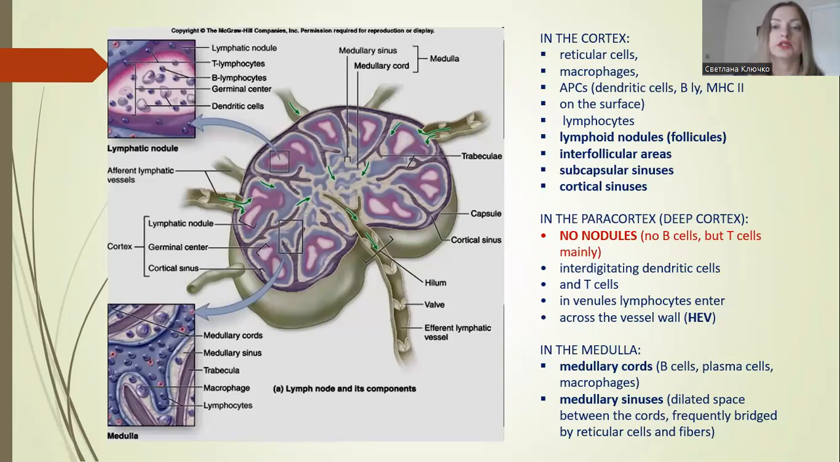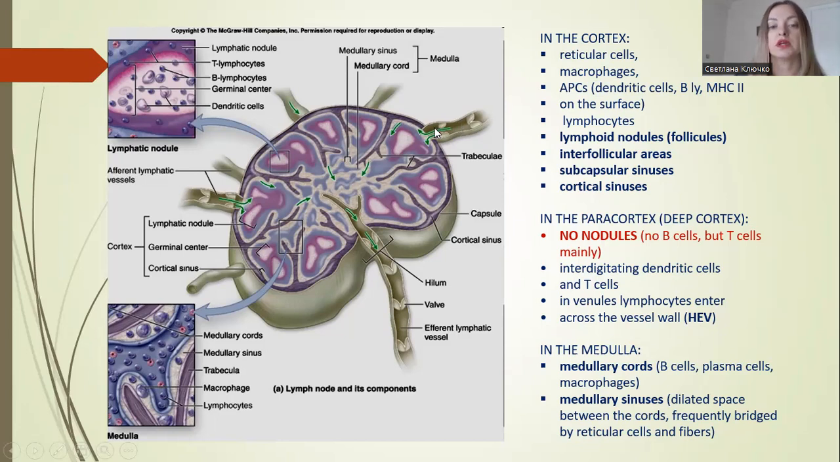In the cortex are located reticular cells, macrophages, antigen presentation cells, dendritic cells, B lymphocytes. They have major histocompatibility complex second type on their surface. Lymphocytes, of course, and cortex is arranged by lymphoid nodules, and between them interfollicular areas, subcapsular sinuses, this one, subcapsular sinuses, and cortical sinuses or intertrabecular sinuses.